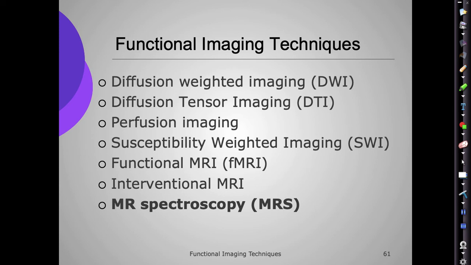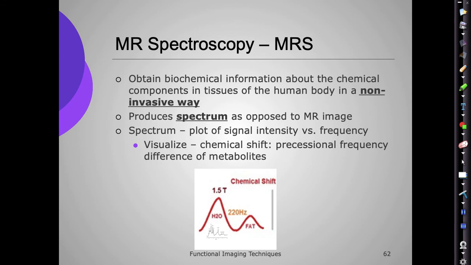Okay, we're going to finish up our lecture on functional imaging techniques, and the last fMRI technique we're going to discuss is MR spectroscopy, MRS. With MRS, we are obtaining biochemical information about the chemical components and tissues of the human body in a non-invasive way, so we are able to cut out biopsies.